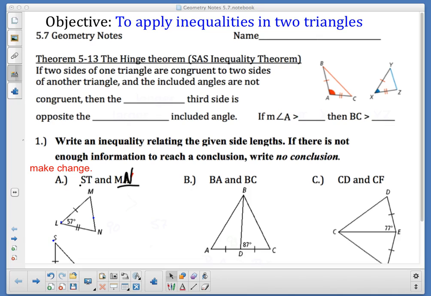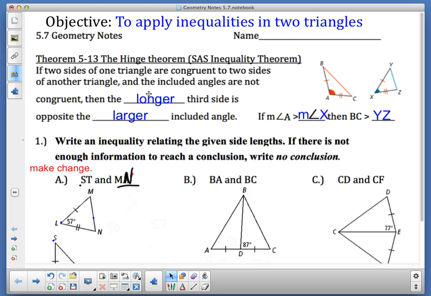So we're on the objective to apply inequalities in two triangles. Theorem 5.13, the hinge theorem: if two sides of one triangle are congruent to two sides of another triangle and the included angles are not congruent, then the longer third side is opposite the larger included angle. Then the longer third side is opposite the larger included angle.